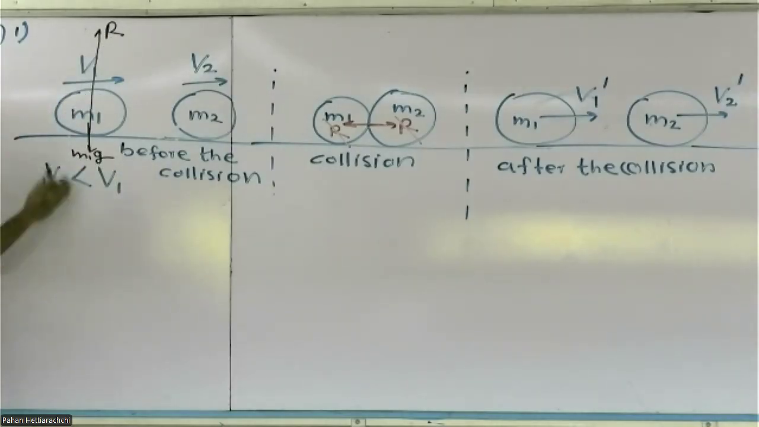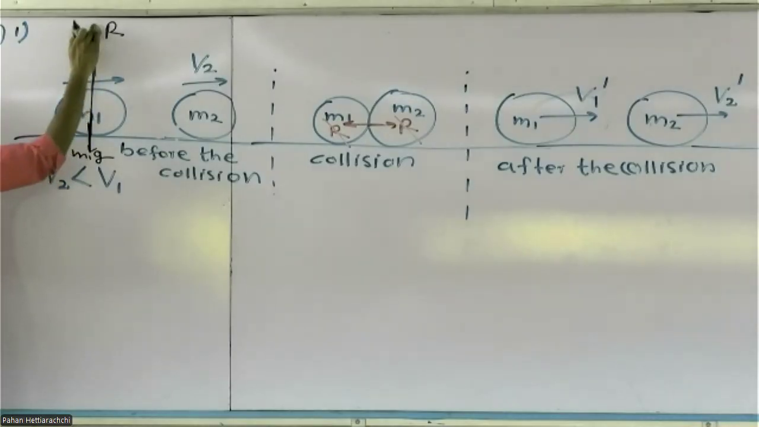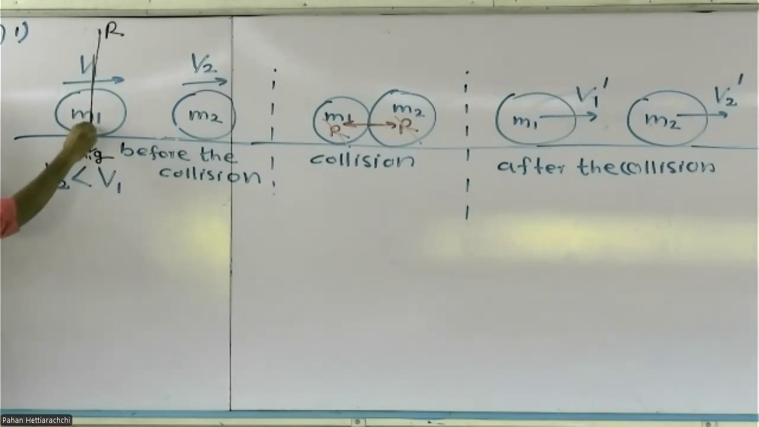So remember, for a system like this, you can't consider the conservation of momentum in the vertical direction. Why? The weight and the normal reaction are present. Can you take your pencil and draw these two forces? Here, it has this weight M1G.